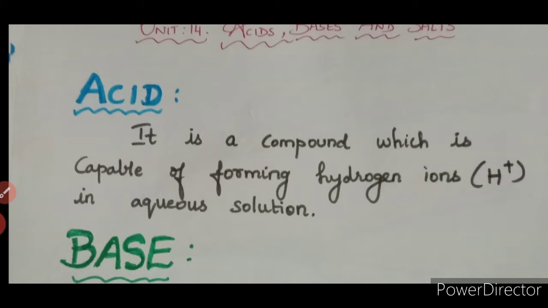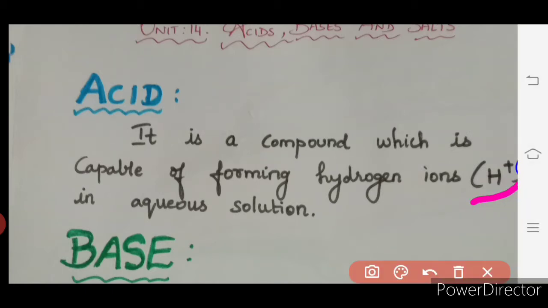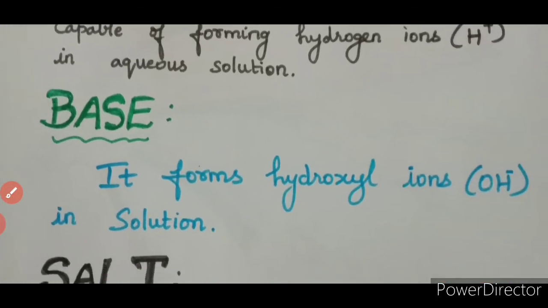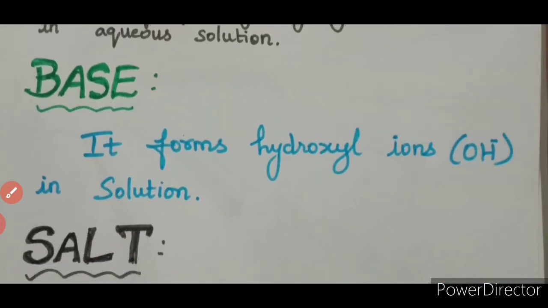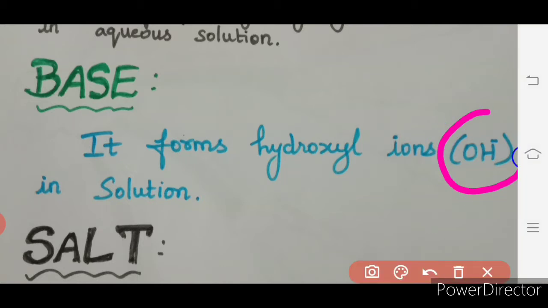Okay, so what is acid? Acid will mainly contain H plus ions. Such compounds are called acids. Then the second one is base. So what is base? It forms hydroxyl ions, that is OH minus ions, which is what we saw in that picture. It forms hydroxyl ions, OH minus, in the solution in which it is dissolved.